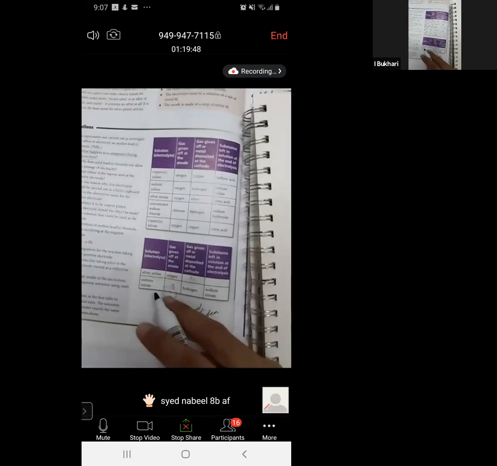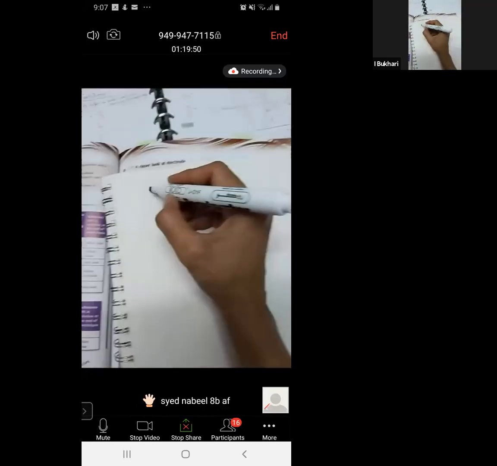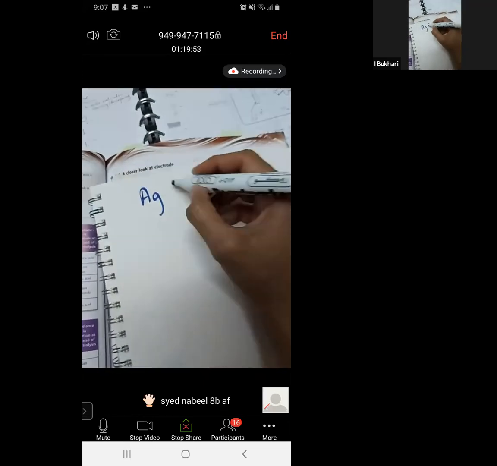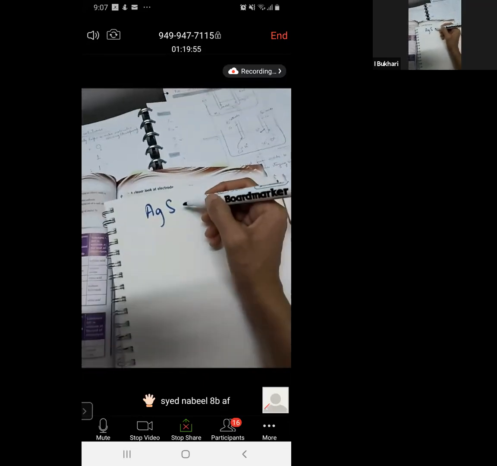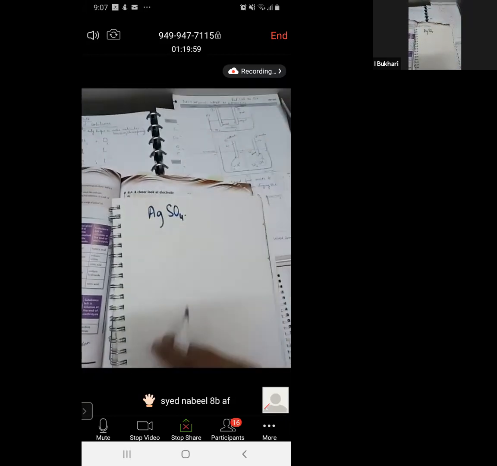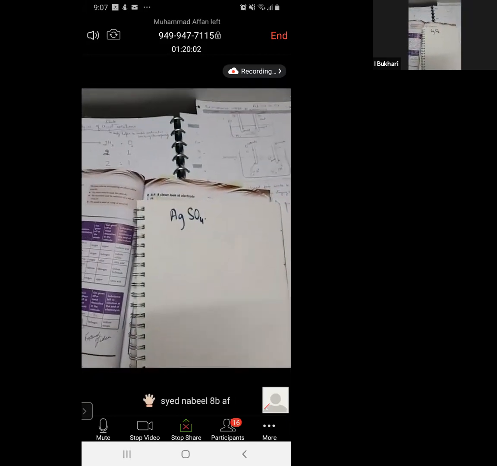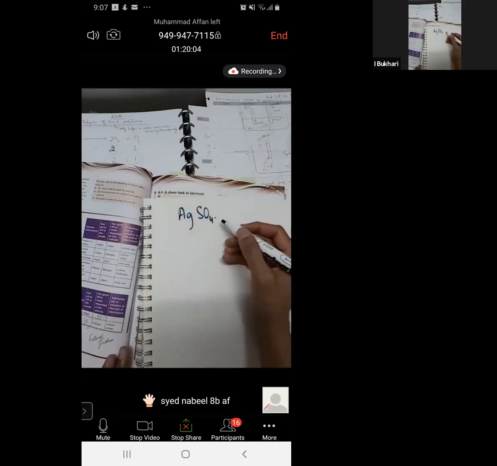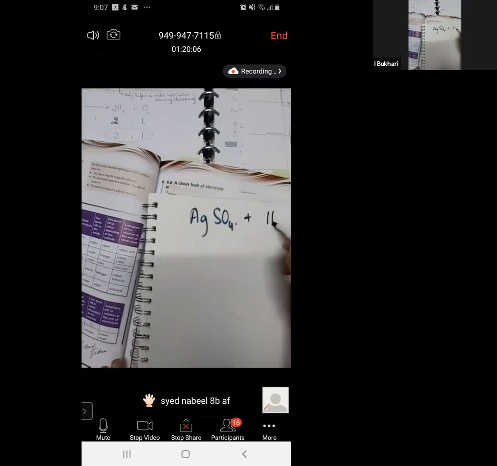Okay, so I have silver sulfate, aqueous. Is it aqueous? All the sulfates are soluble except for barium, calcium, and lead. So silver sulfate should be soluble. Yes, it is soluble. And the silver sulfate solution is in water.